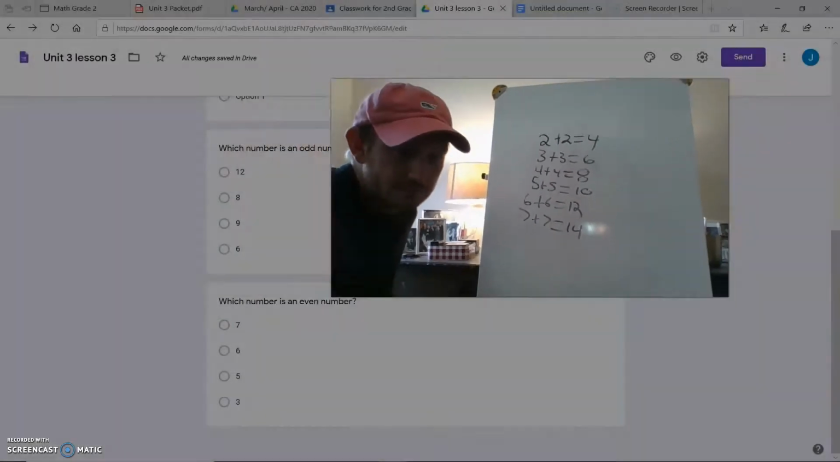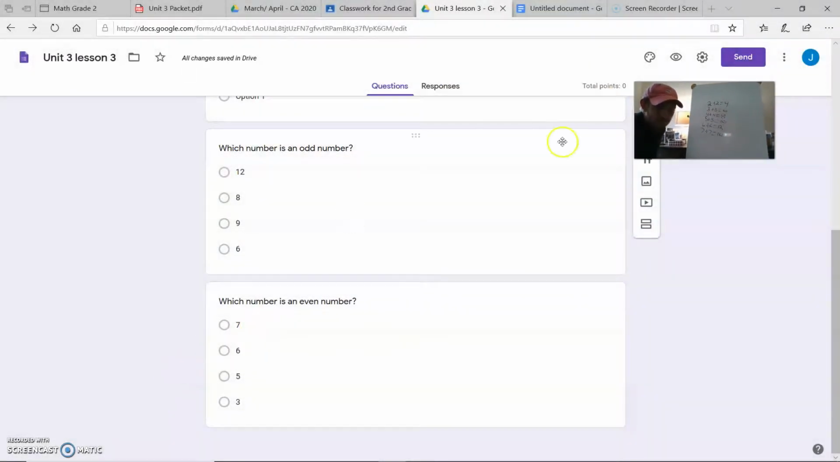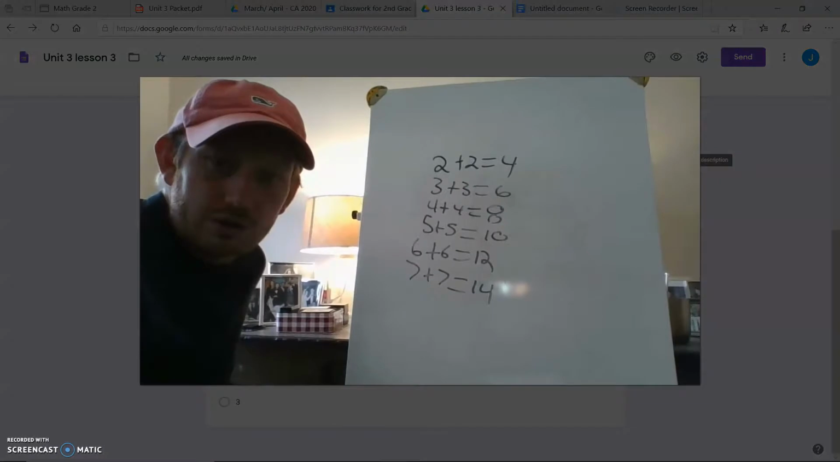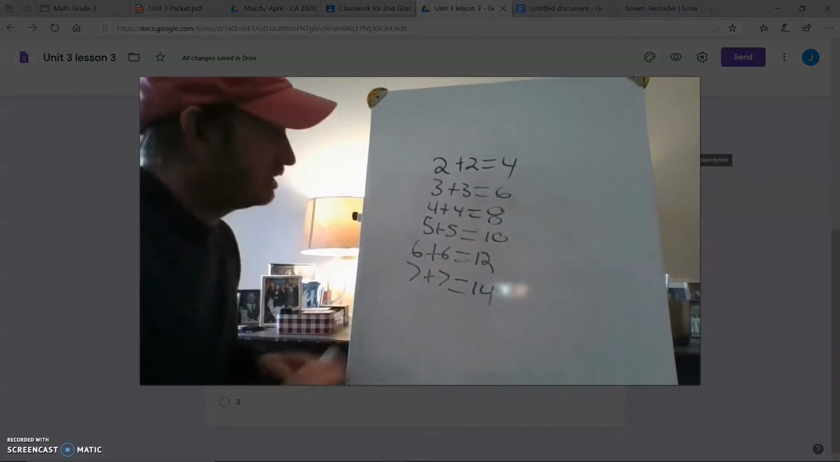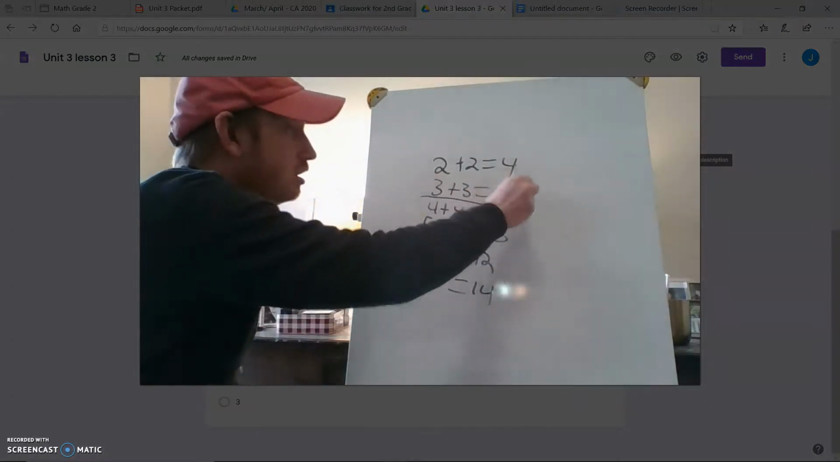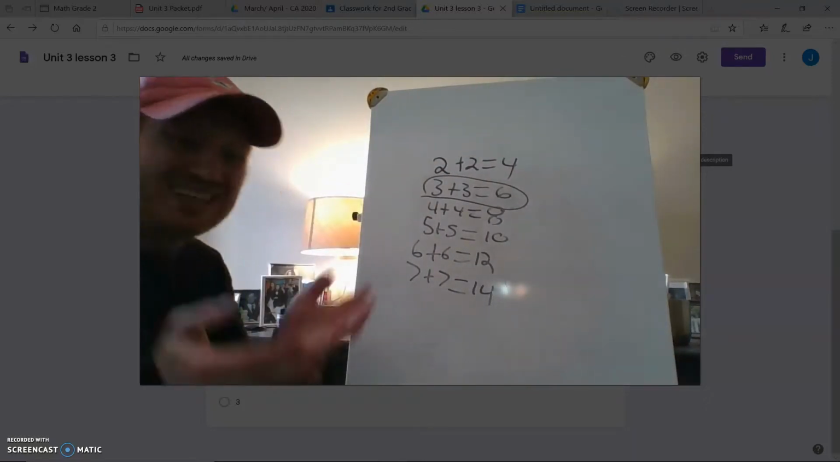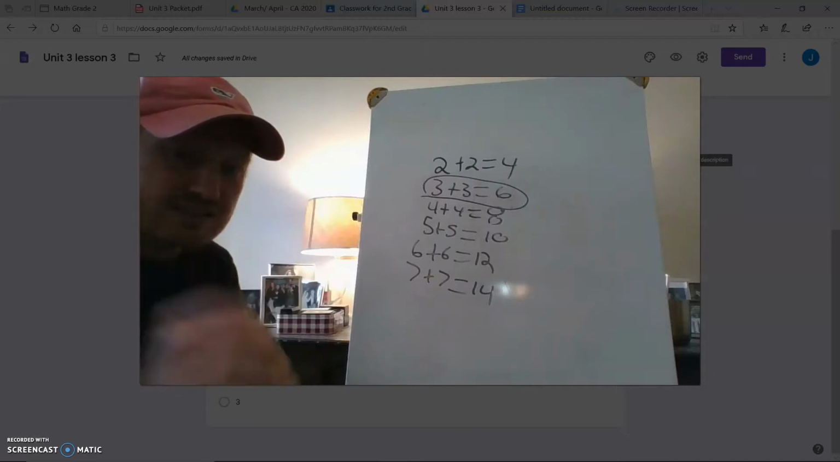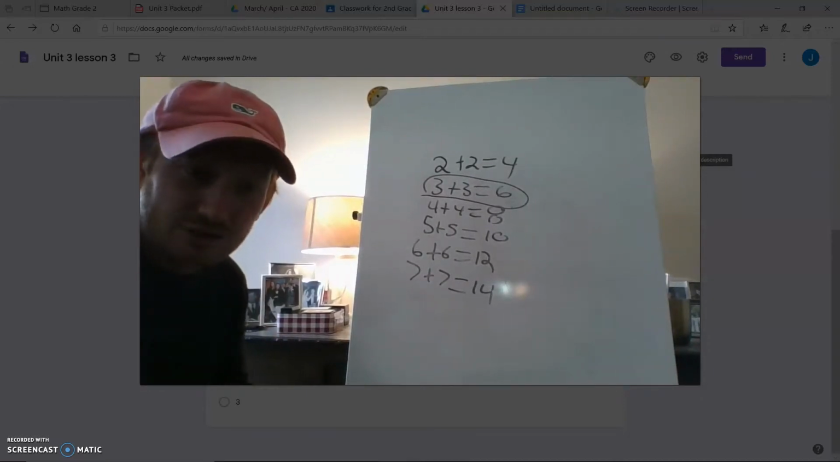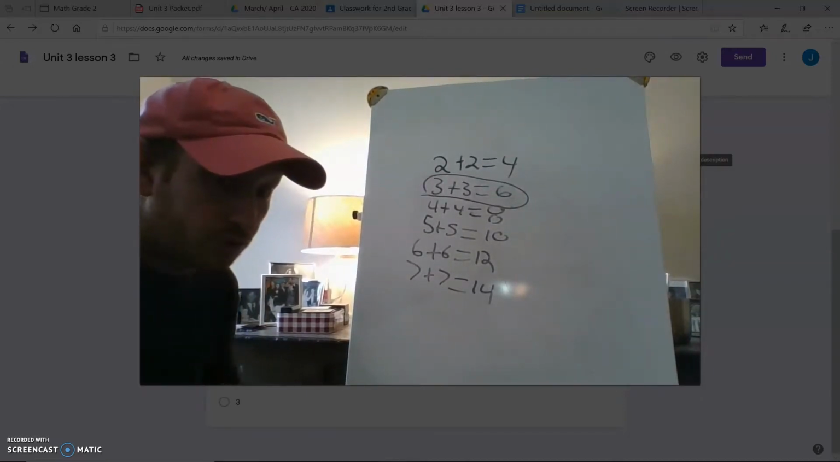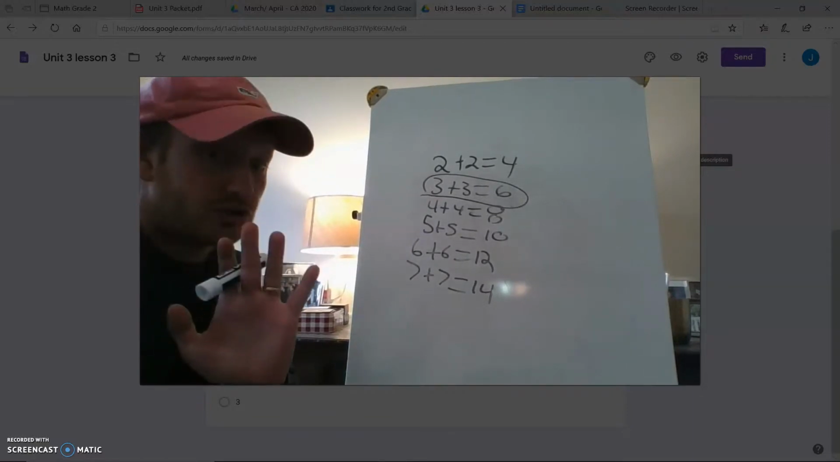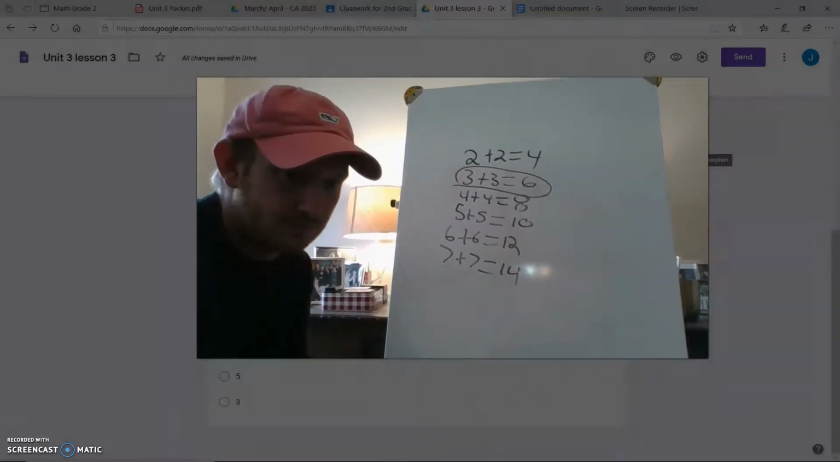What about 6? Well, 6 we know is an even number because it's right here. 2 groups of 3 make 6. 2 equal groups of 3 make 6. So that would be our answer. But again, when we do multiple choice, we should look at every answer so we know we're getting it right.